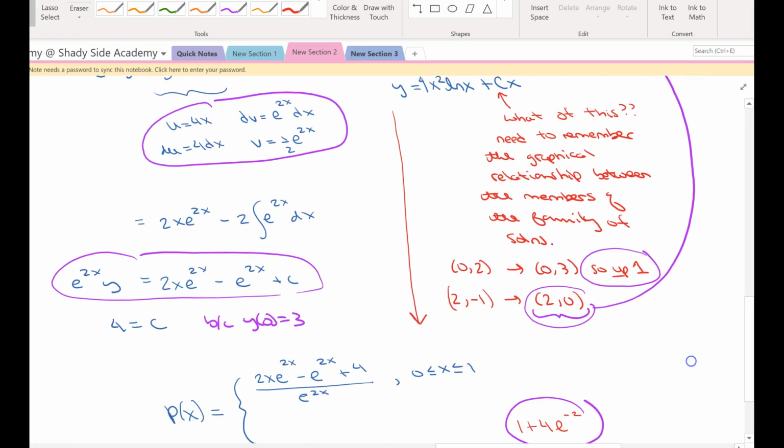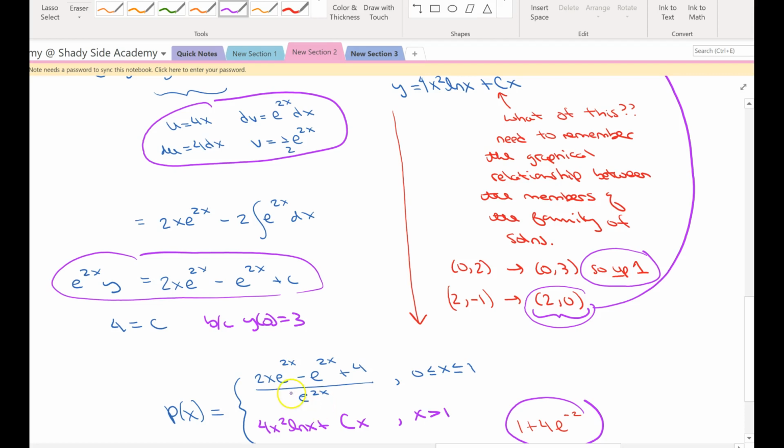But anyway, I'm going to give that some more thought and we'll get back to it. But let's finish the problem. So at the end of the day, p of x is, there's the top piece and here's a second piece. 4x squared ln x plus some constant x for values of x bigger than 1.